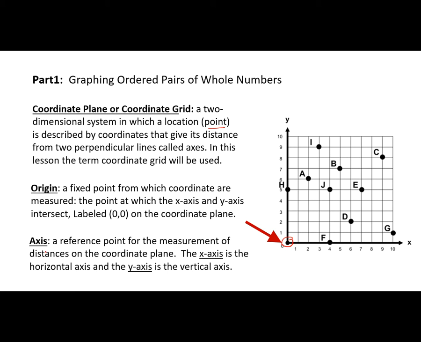Now, the axis is a reference point for the measurement of distances on the coordinate plane. So it helps you measure where these points are located. The x-axis is the horizontal axis right here. This goes on forever from the origin. We also have the y-axis, which is the vertical axis.